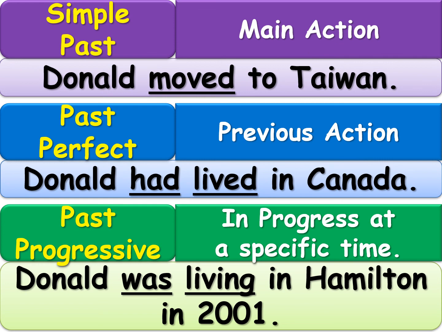And we might see a little past progressive on our quiz. So we've already talked about simple past and past perfect, and we're going to use past progressive when we're talking about things that happen during an exact period of time.